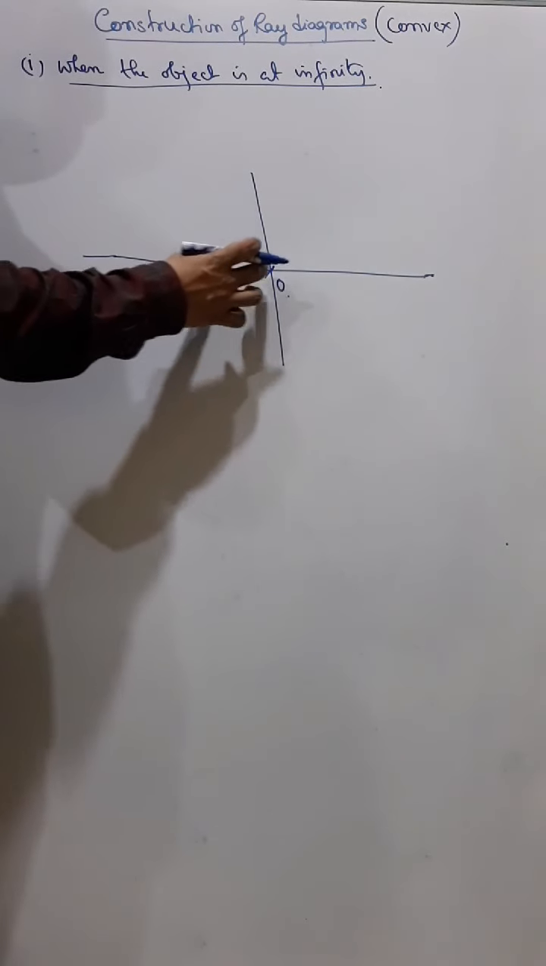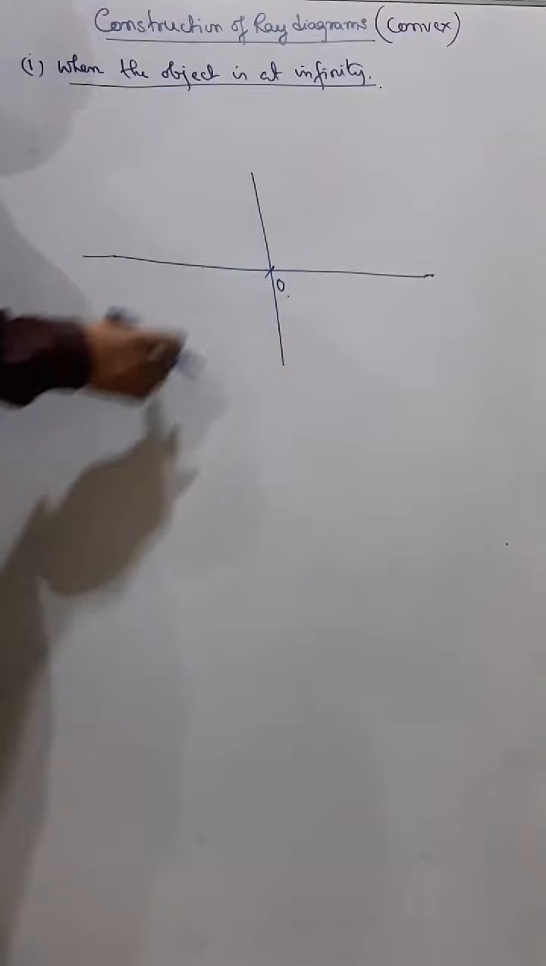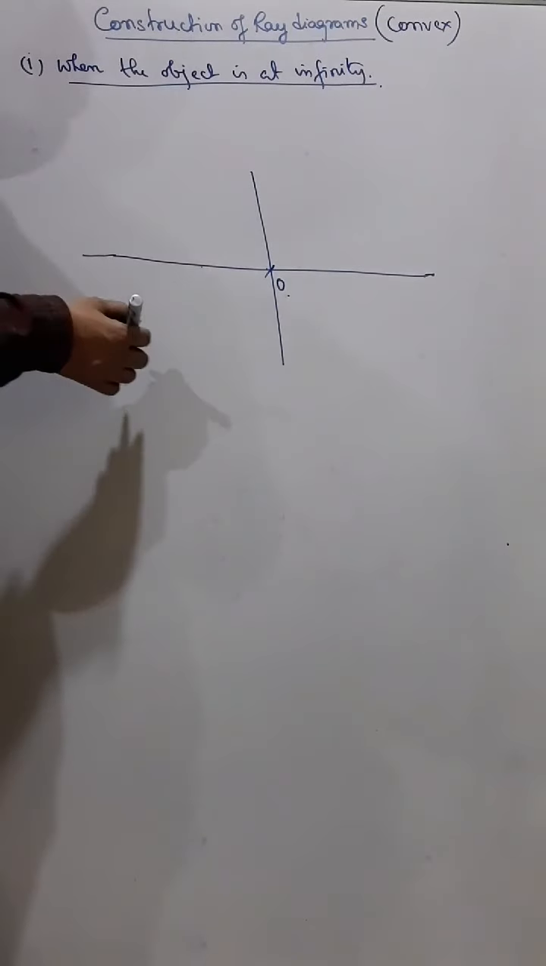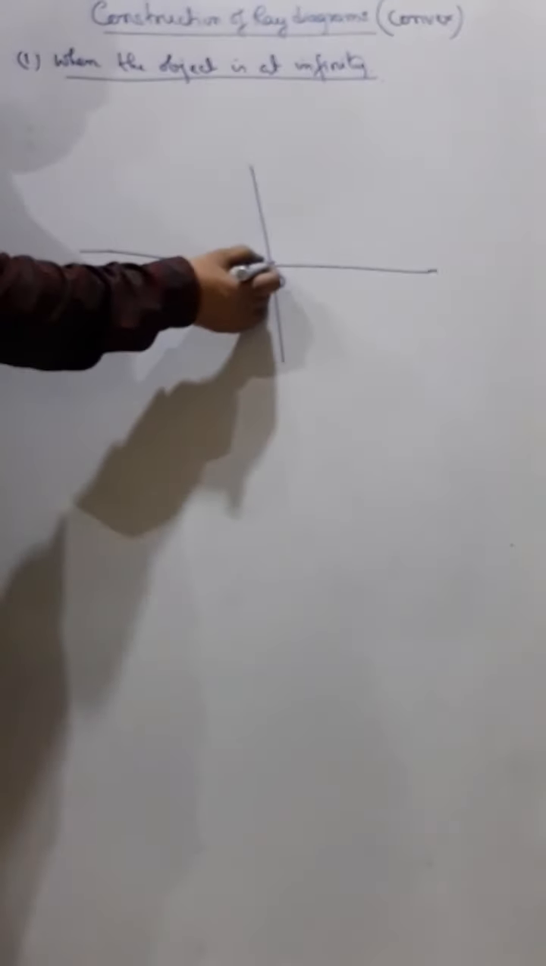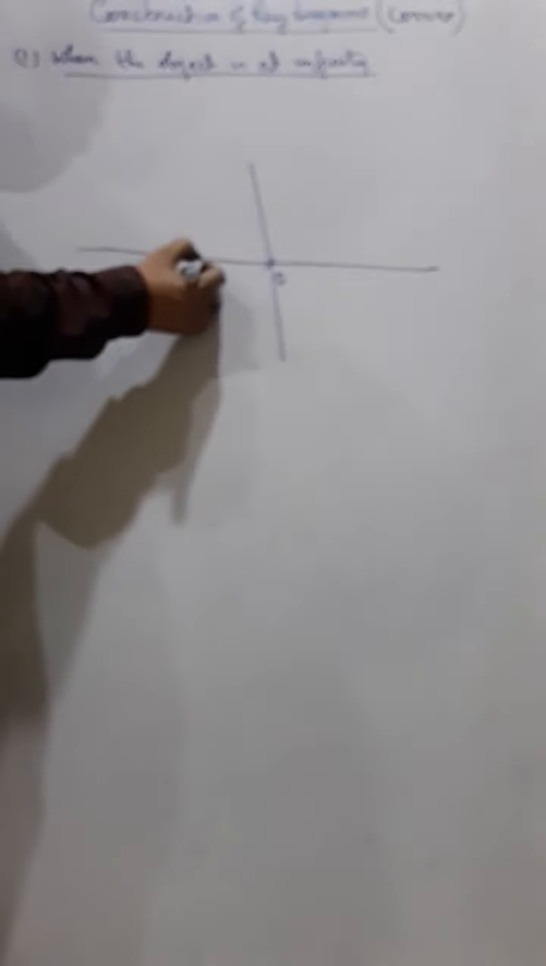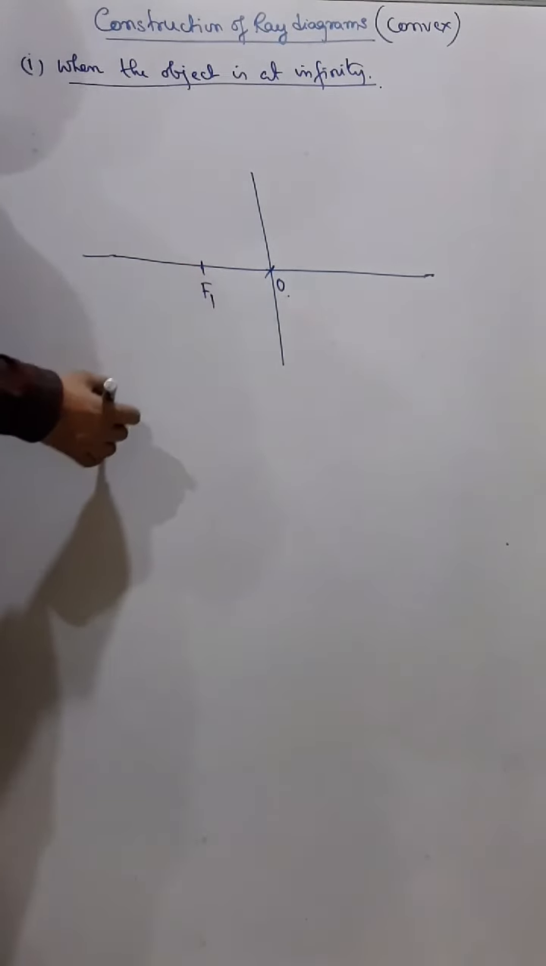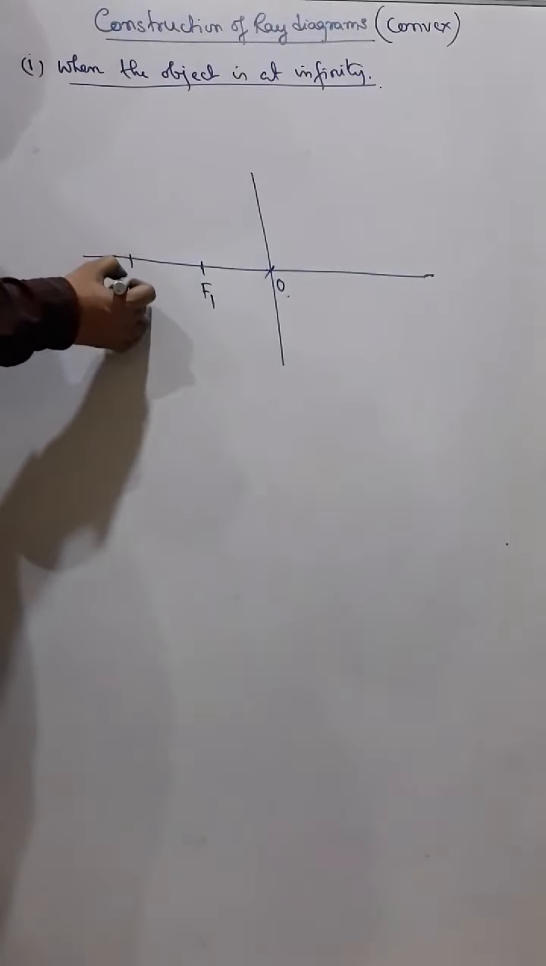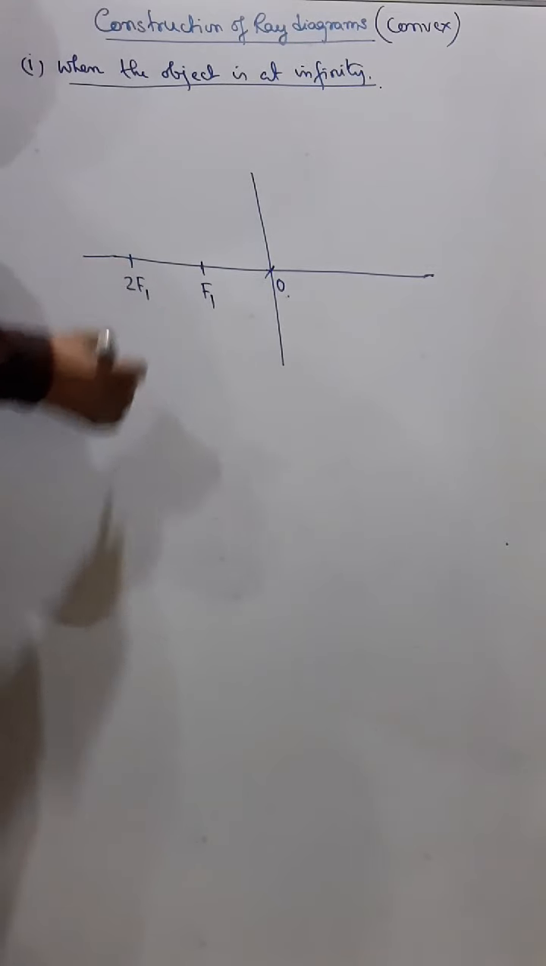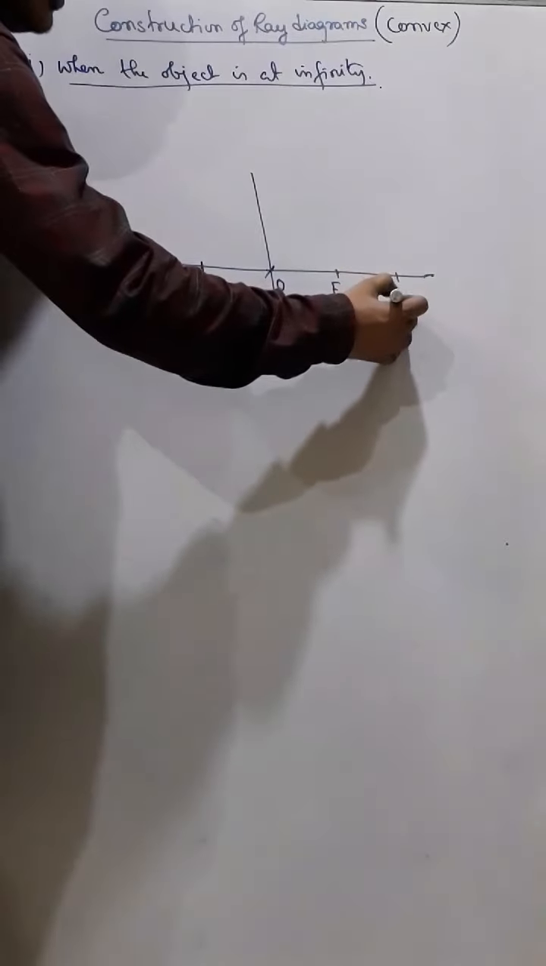Now for that, we take equal distance. What I advise my students is to just measure 2 centimeters according to your paper. If you take 2 centimeter distance and mark that one as F1, and then from here you take another 2 centimeters, so that is double of F1, so we write 2F1. Similarly from here also you take a 2 centimeter distance, and that will be F2, and again from here another 2 centimeter, that will be 2F2.